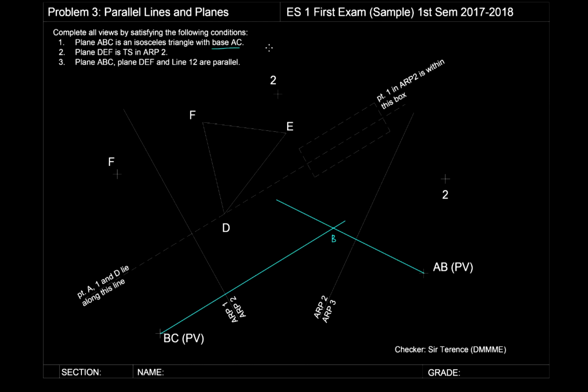AC is the base of the triangle, no? So, we need to find where C is. So, alam natin C is located in this. Nandito siya, somewhere along this line kasi point BC siya. Tapos, we also know that A is located along this line kasi this is the point view of line AB. And we know that point A is here.